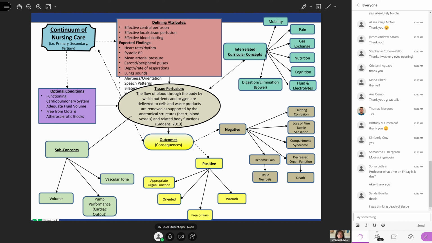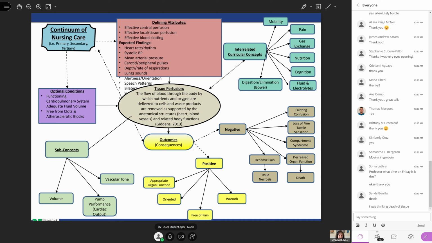So first you get the lack of blood flow, and hopefully we can prevent the tissue death, the tissue necrosis. It does lead to it. So it starts out with just that lack of blood flow, ischemia, and then you get the tissue death. Remember I was mentioning, if the brain does not get oxygenated, you can become confused, you can pass out, you can faint, loss of fine tactile sensation.